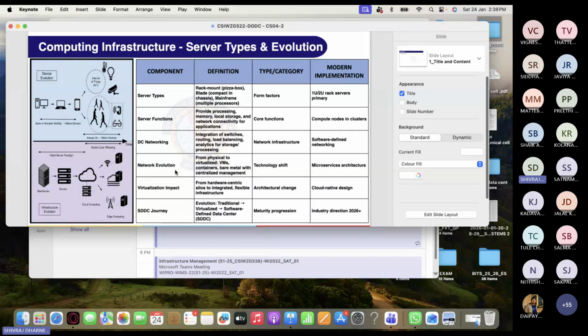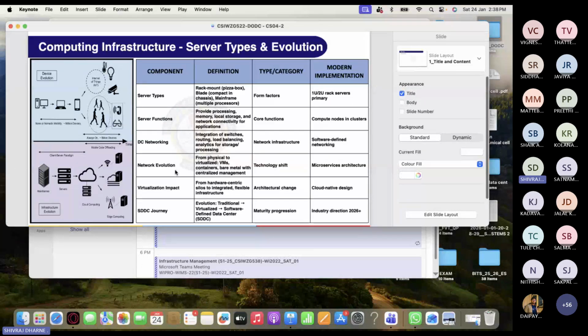And then there is the virtualization impact. What is it? From hardware centric to flexible infrastructure. So there is a cloud native design right now. And SDDC is the software defined data center journey, right? So it is an evolution from traditional to virtualized.